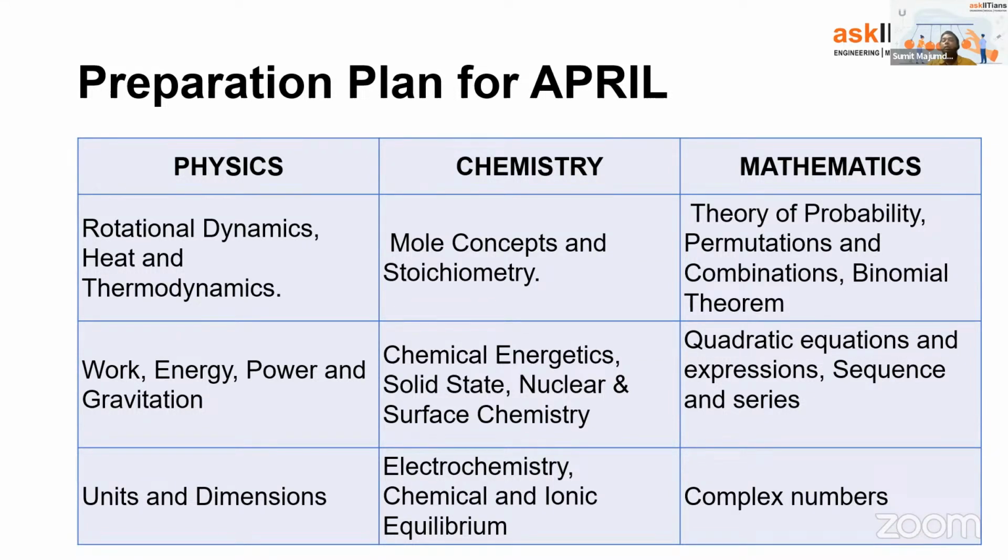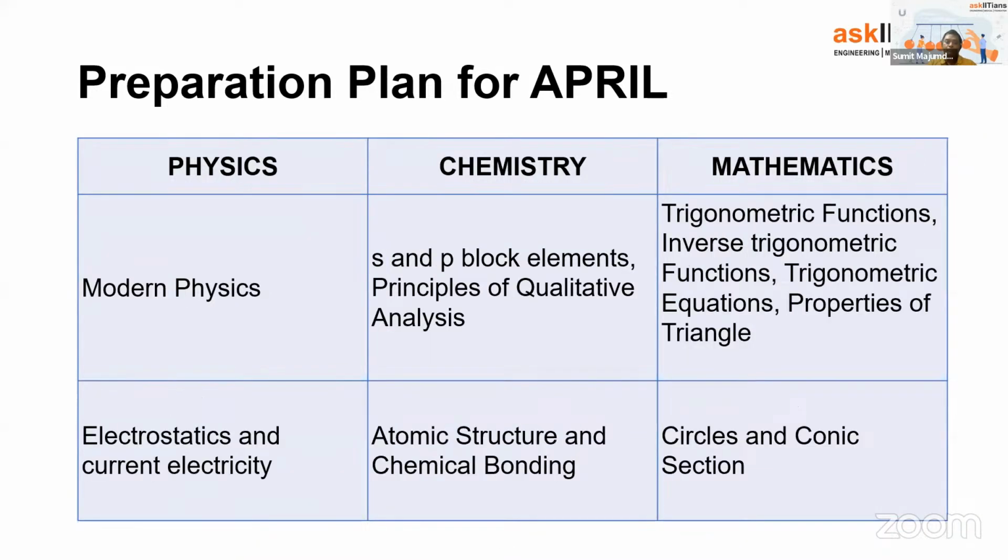Followed by chemical energetics, solid state, nuclear and surface chemistry, electrochemistry, and ionic equilibrium. Maths is a mix of, again, 11th and 12th: probability, PNC, binomial theorem, quadratic equation, complex numbers, and so on. So this is, roughly speaking, the plan you should be having. If you feel you need to add more to it, and you are in a position to take that up, you should be doing that.